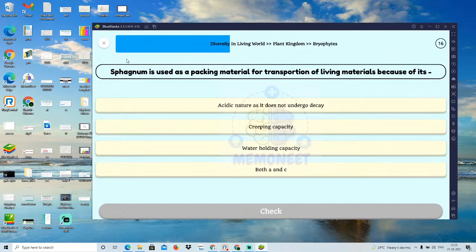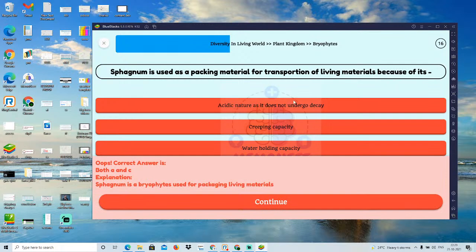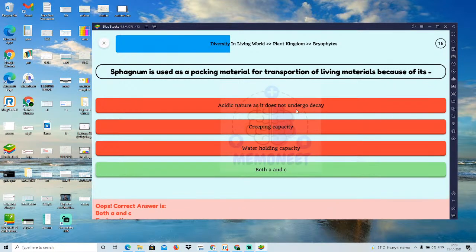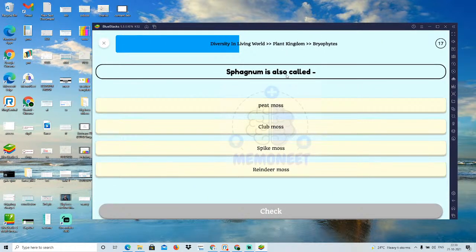Yes. So sphagnum is used as packing material for transportation of living material because of its water holding capacity. Both A and C, acidic nature, as it does not undergo decay. Okay, we didn't read this in NCERT, but still we can learn this now. Both water holding capacity and acidic nature, as it does not undergo decay. Or I might have forgotten. As I said, we are learning this together, so I could make some mistakes as well.